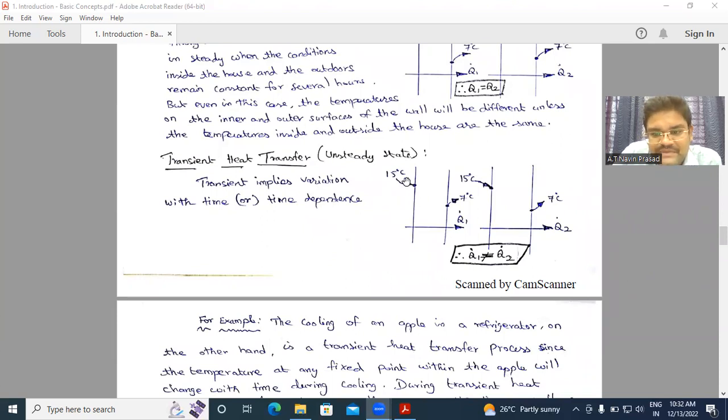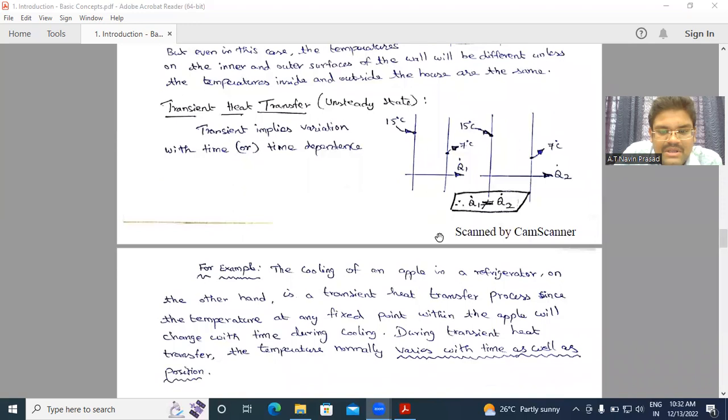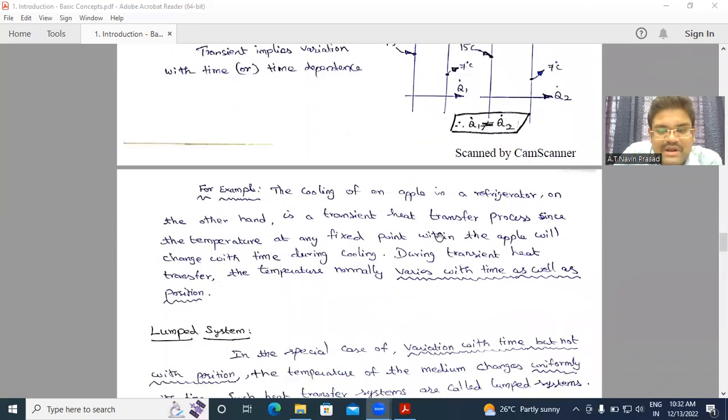We can see that it is 15 degrees Celsius at the outer side of the wall, and the inner wall is 7 degrees Celsius, and at 5 p.m. it will surely differ. So from this we can say that Q1 is not equal to Q2. The best example is if you have an apple in a refrigerator, and I take the apple from the refrigerator and keep it in the open atmospheric pressure.